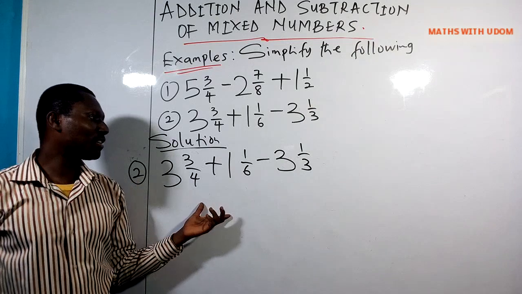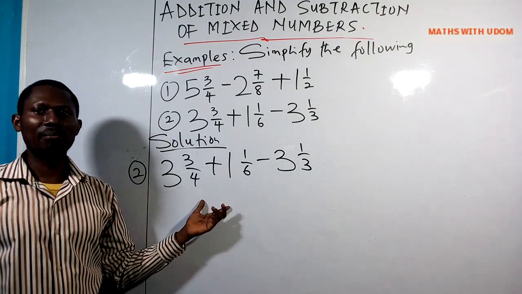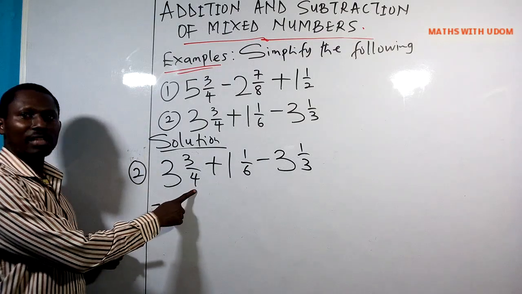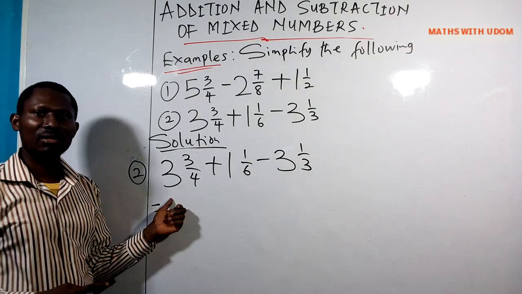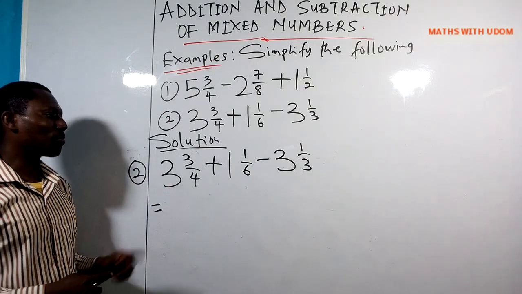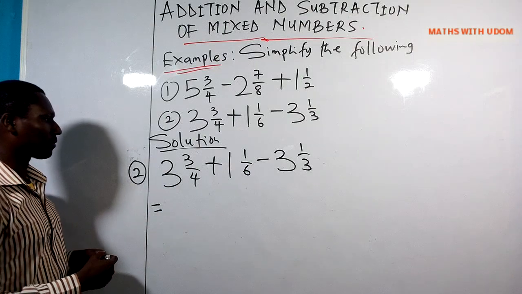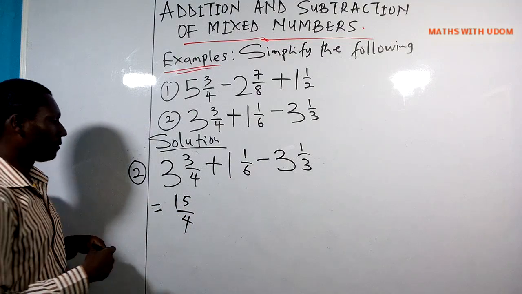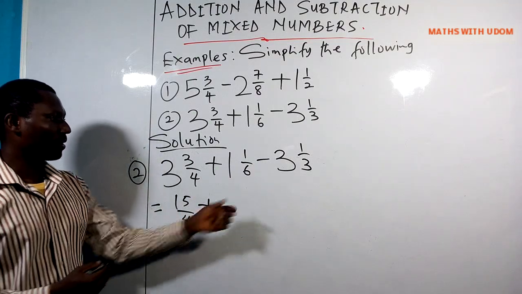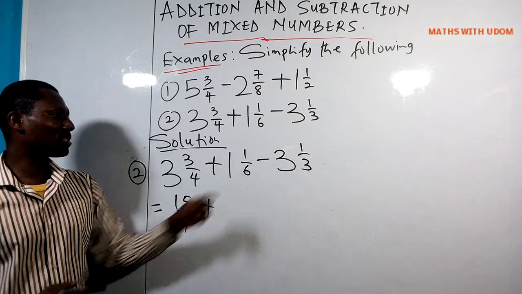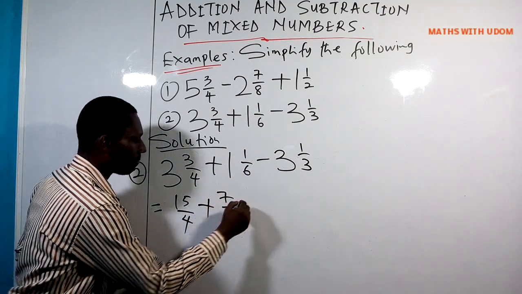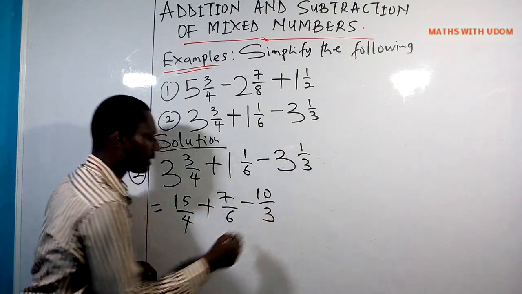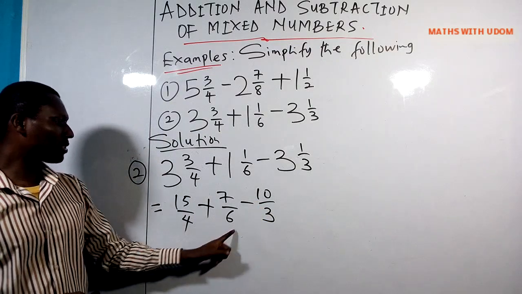Now the next thing for us to do is to change the mixed fractions into improper fractions. Let's start now, 4 times 3 is 12. 12 plus 3 is 15 over 4, plus 6 times 1 is 6 plus 1, 7 over 6, minus 3 times 3, 9 plus 1, 10 over 3. So we look for the LCM of 4, 6 and 3.